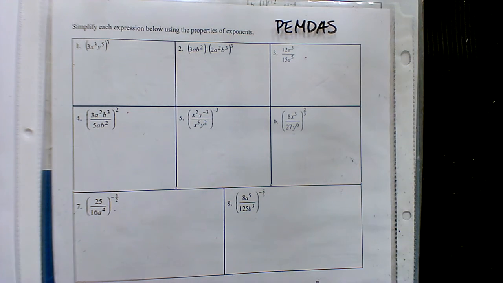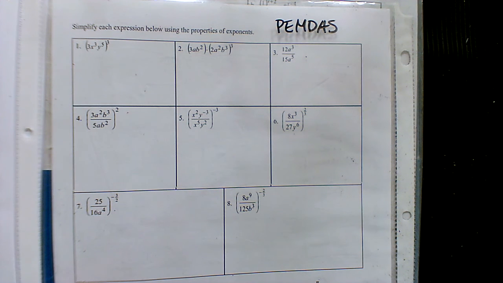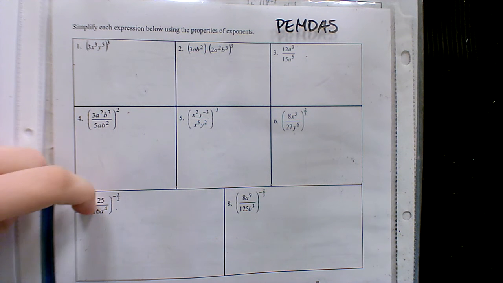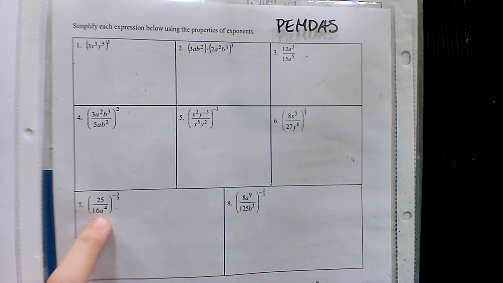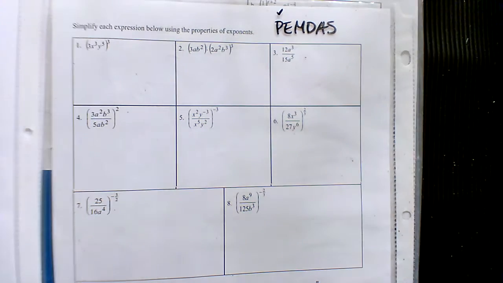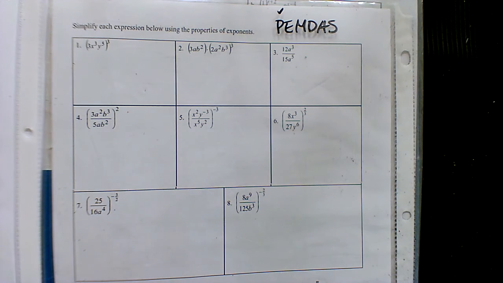parentheses normally come first. So we got to ask ourselves, can we simplify anything within the parentheses? Can we do 25 divided by 16? Can we simplify those numbers? No. And there's only one a variable in there, so that's already as simplified as it gets. So we tried to simplify inside the parentheses. Turns out we didn't have to. So now we'll move on to exponents.